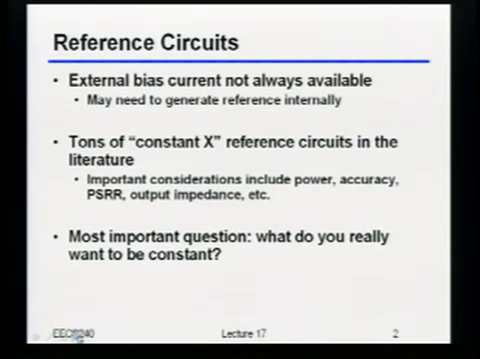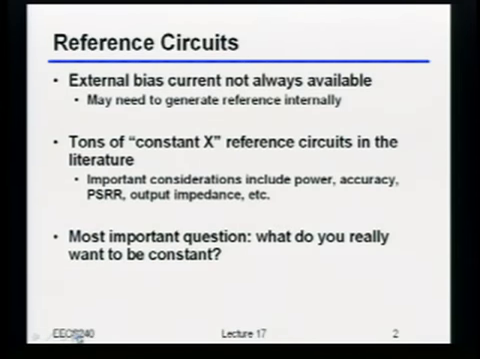Now, there are a bazillion different bias or reference circuits that people have come up with in the literature. Okay? And there are all kinds of different specs that people talk about, things like how much power does it burn, how accurate is it, how much power supply does it reject, what's the output impedance, and so on and so forth. But there's really one important thing to keep in mind, which is going to drive us through looking at a lot of the different circuits here.